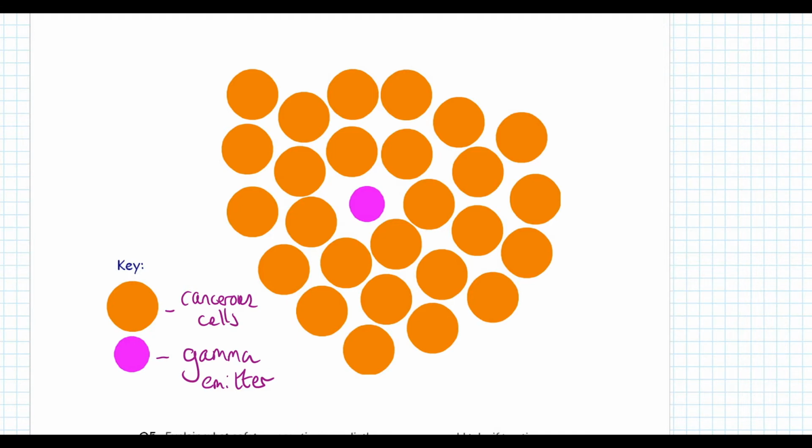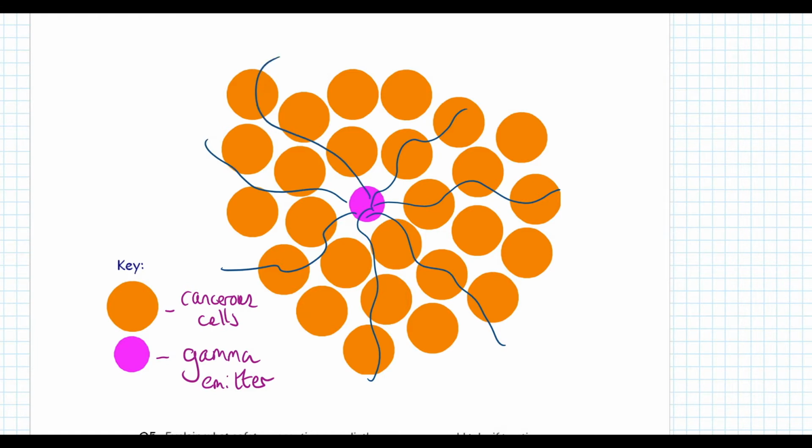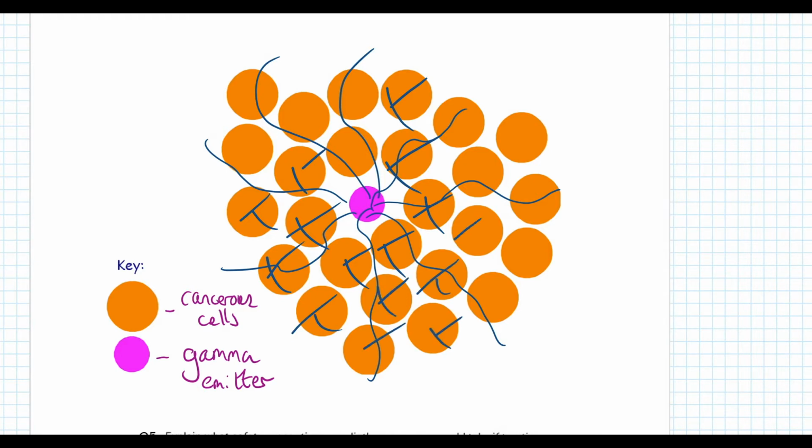So I'd like you then just to show how the gamma rays can penetrate through these cells and then can kill off these different cancerous cells. Just think of that horse, the horse's eye, how those cells in the tumour were killed off by the gamma emitter. Okay, I think that's most of them zapped.